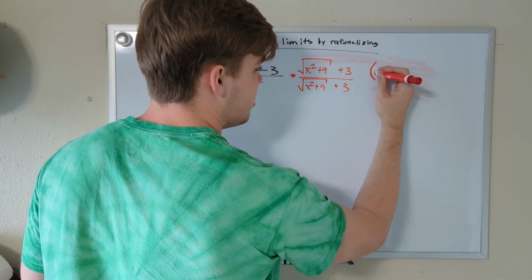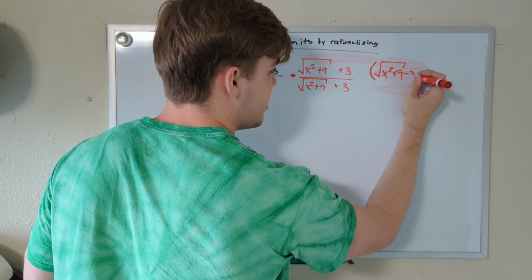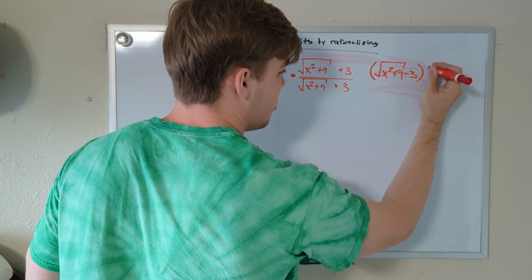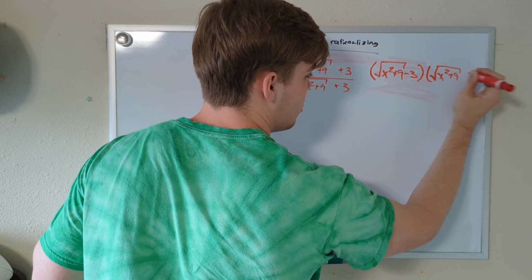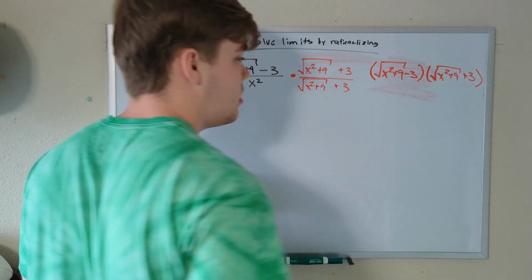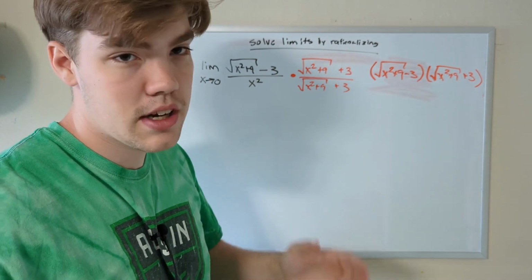We have the function, the square root of x squared plus 9 minus 3, and we are multiplying that by the square root of x squared plus 9 plus 3. So what we're going to do is multiply each one of these by each value, and we're going to FOIL it out.